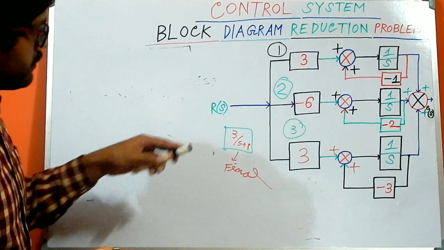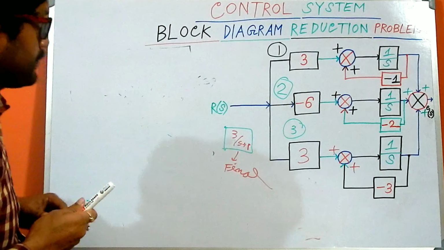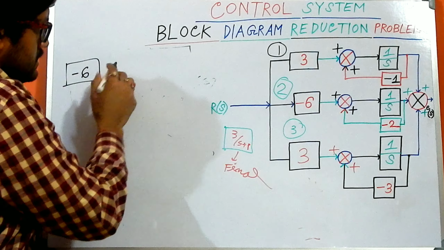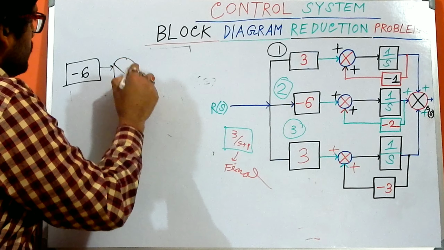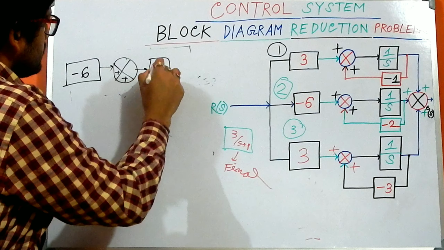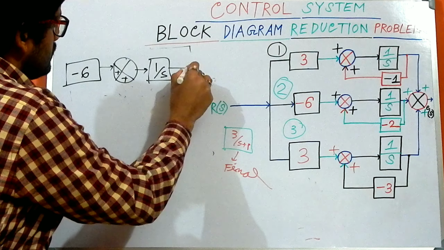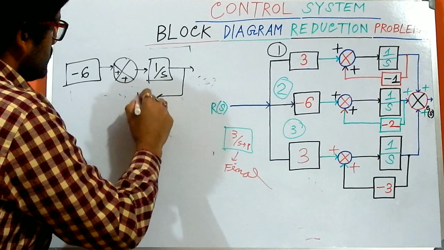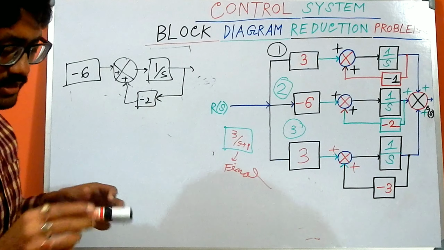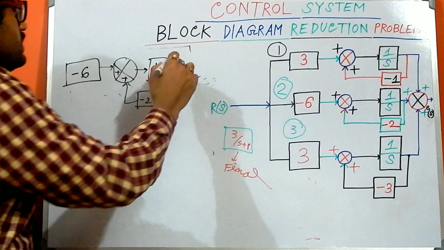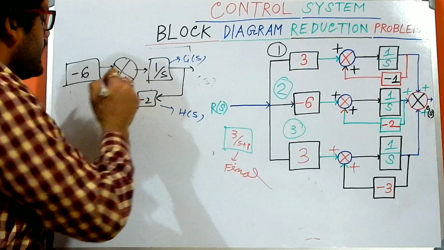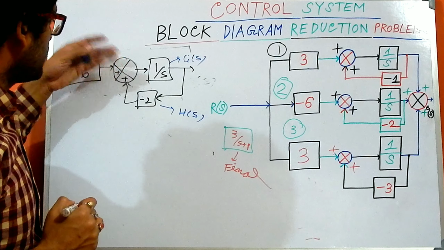So for number 2 line, I will draw over here. This one is minus 6, and here plus, this one is 1 by s, and in the feedback loop, this one is minus 2 and this is my response. So by using the same procedure, this one is our GS, this one is our HS, and I have our feedback response is plus.